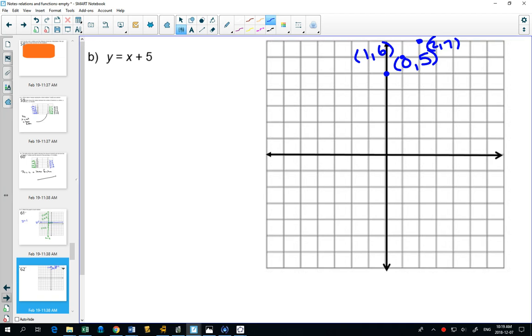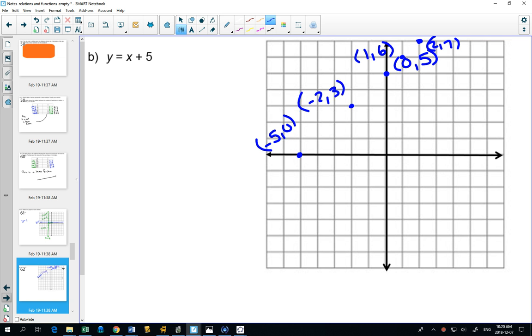Andre. -5 and 0. Does that work? If we plug in -5 for x, do we get 0? Yes, we do. Another one. Emma. Nice clarity. -2 and 3. Perfect.